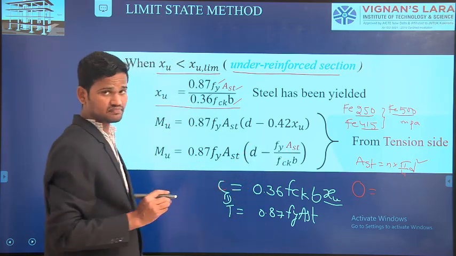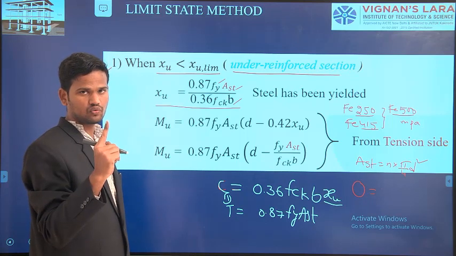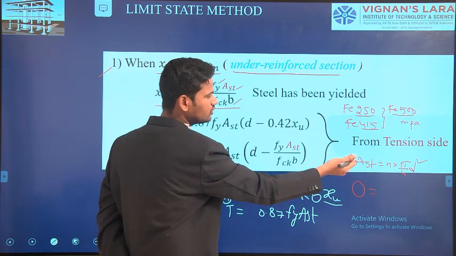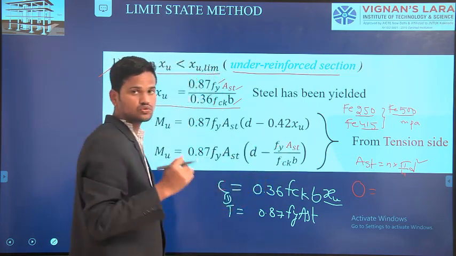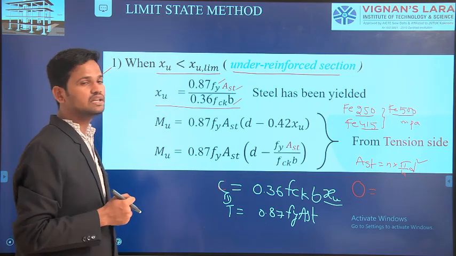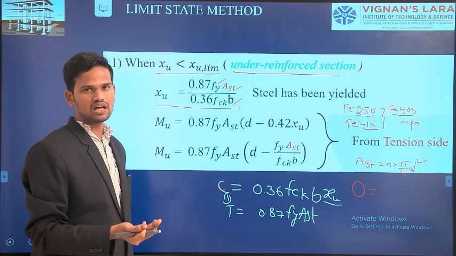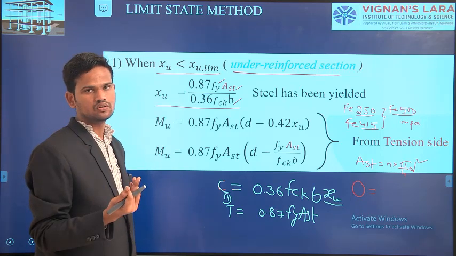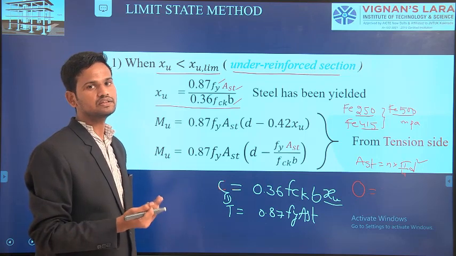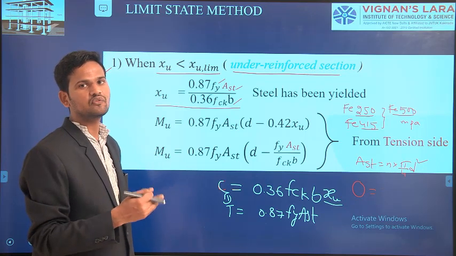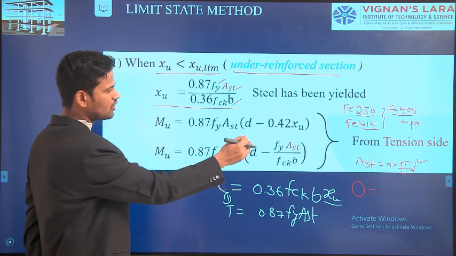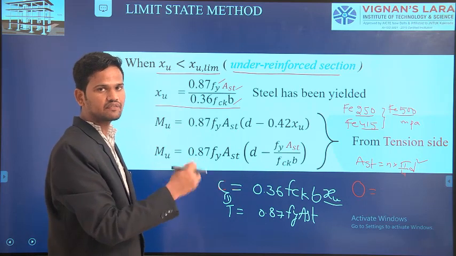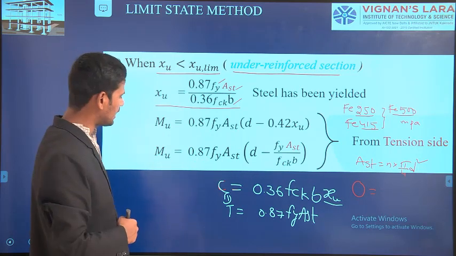Suppose you are using a 6mm diameter bar. For 1 bar, we are calculating for 6mm. That means if you substitute pi by 4, that is 0.785, into d square, the diameter of the bar, you will get the area of the bar. If you multiply by the length of the bar, we will get the volume of the bar. If you multiply it with the density, you will get the weight of the bar. That is the concept. While calculating the problems, we will discuss the area of steel and how we calculate it for different grades of steel bars.